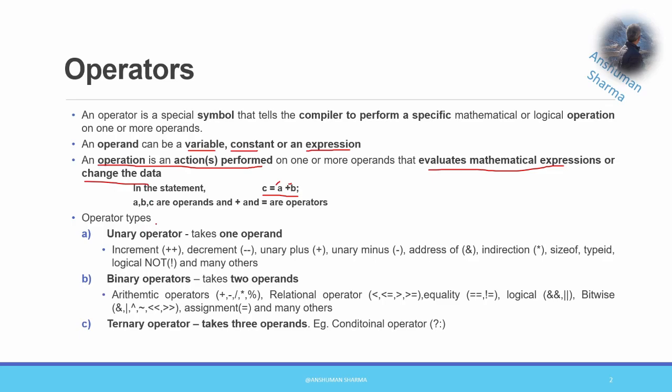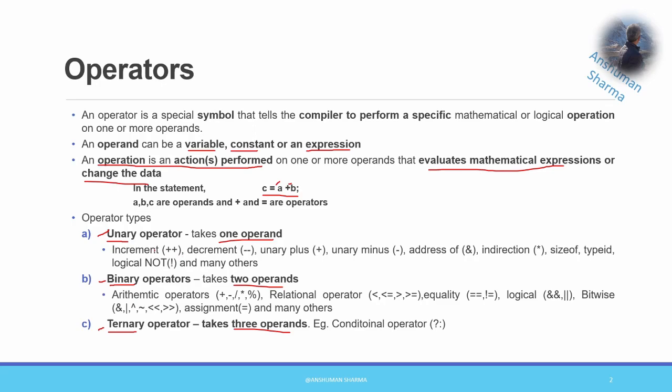The operators available in C++ can be categorized broadly on the number of operands they are operating with. On this basis, we can classify them as unary operators, binary operators, and ternary operators. By the name itself, unary means it takes one operand. Binary operators, as the name suggests, take two operands, and ternary operators take three operands.